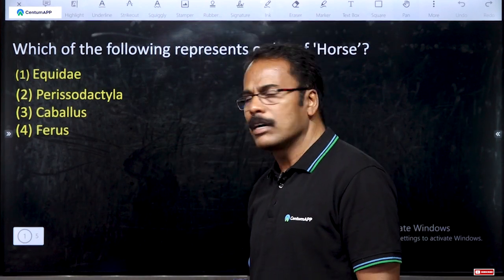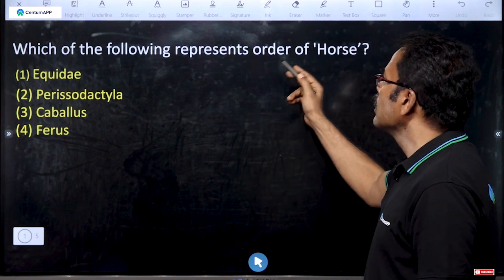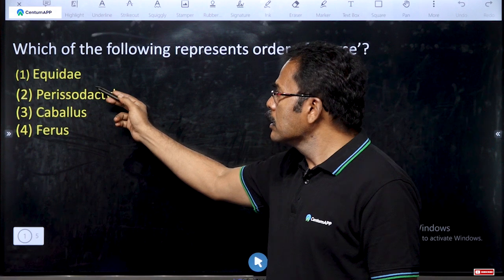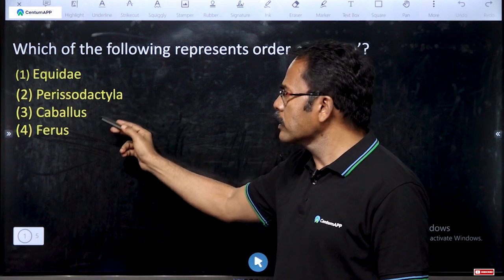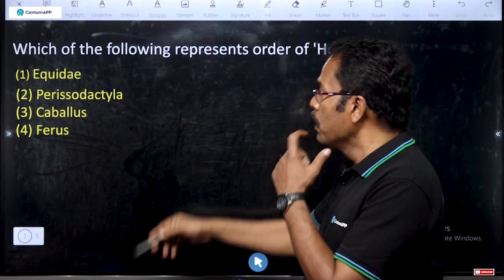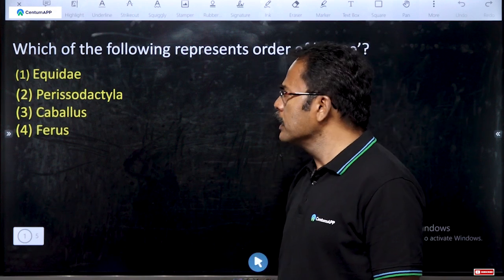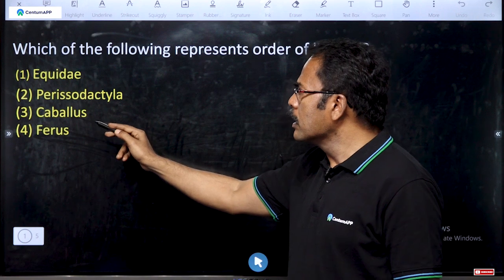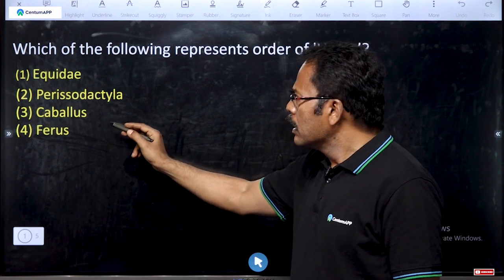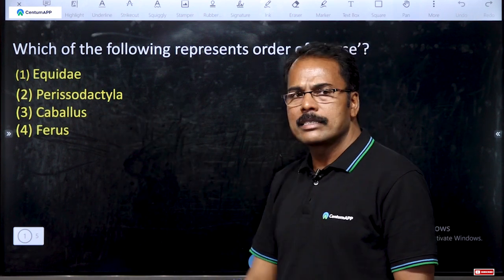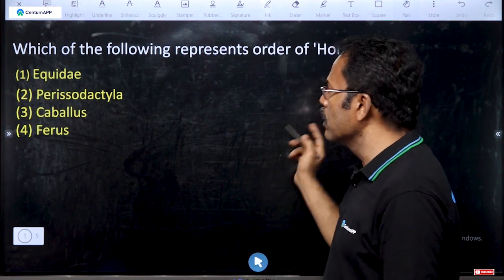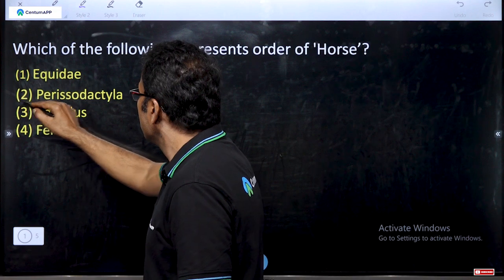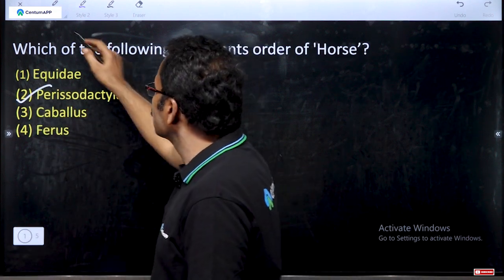Today's PYQs are: which of the following represents the order of horse? Options are like this: Equidae, Perissodactyla, Cabalus, Ferus. Equidae is the family name, Perissodactyla is the order name, Cabalus is the subspecies name, and Ferus is the species name of the horse. So, the correct answer is Perissodactyla.